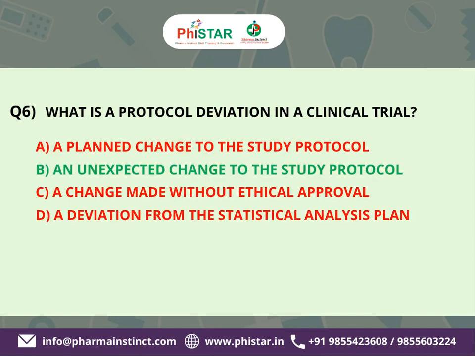The correct answer is B. An unexpected change to the study protocol. A protocol deviation in a clinical trial refers to an unplanned or unexpected departure from the approved study protocol. The study protocol serves as a detailed plan outlining the objectives, design, methodology, and conduct of the clinical trial. Protocol deviations can occur for various reasons, such as errors in the implementation of procedures, unforeseen circumstances, or issues with participant compliance.